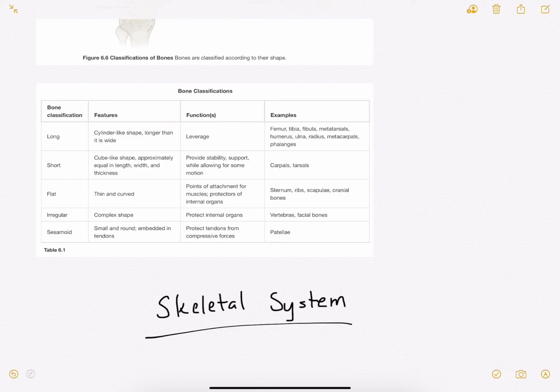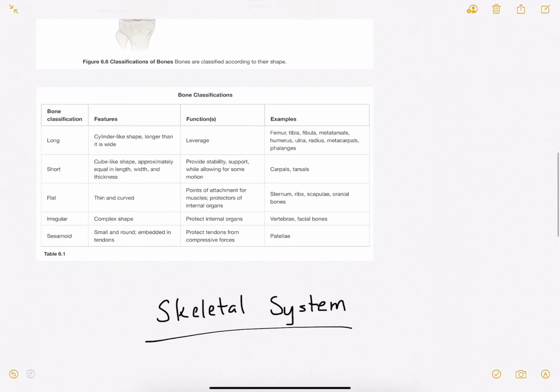The next one here is short bones. Short bones are more cube-like. They're more equal in length, width, and thickness, and the function of that is to provide stability and support, while allowing for some motion. An example of our short bones are our carpals and tarsals. Your carpals are the bones of your wrist, and your tarsals are the bones of your ankle. Your wrist bones are very short. They're considered short bones because they're more equal in length, width, and thickness.